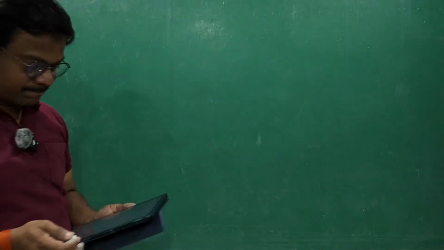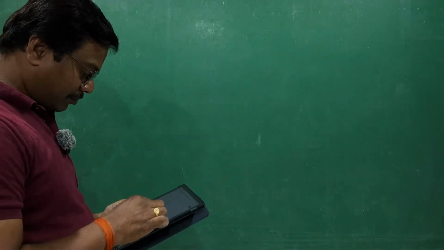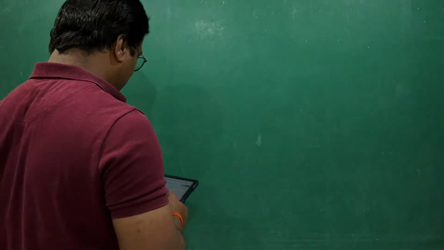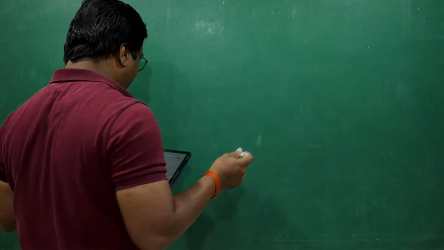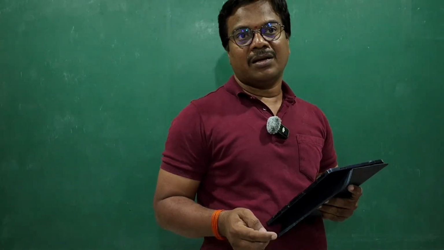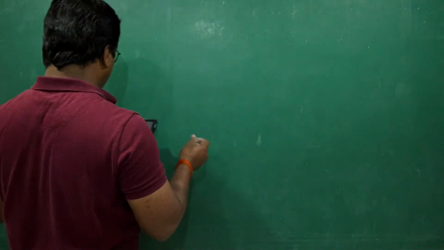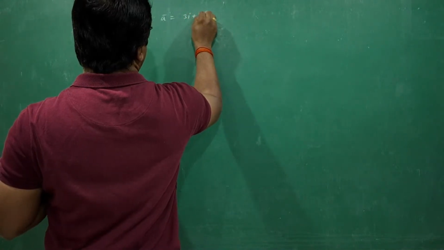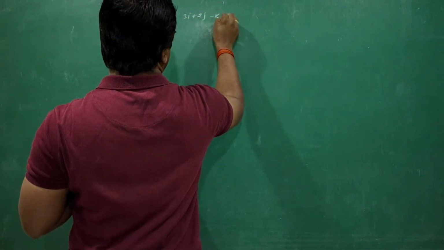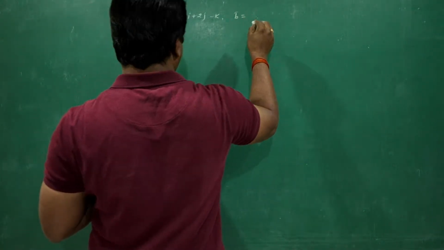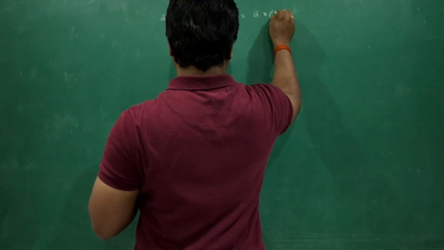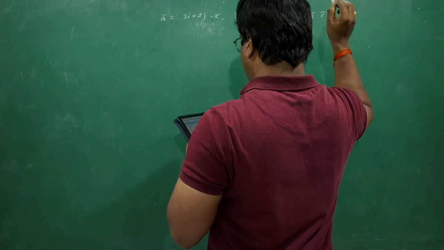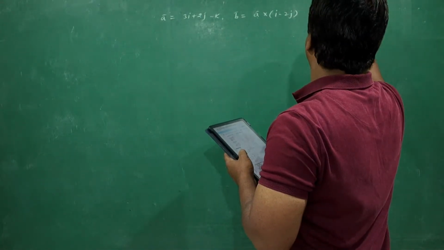Next. Next question from vector algebra. The question is based on the topic projection of A on B, a dot product application question. Given that A bar equal to 3i plus 2j minus k, B bar equal to A bar cross i minus 2j, and C bar equal to B bar cross k cap.